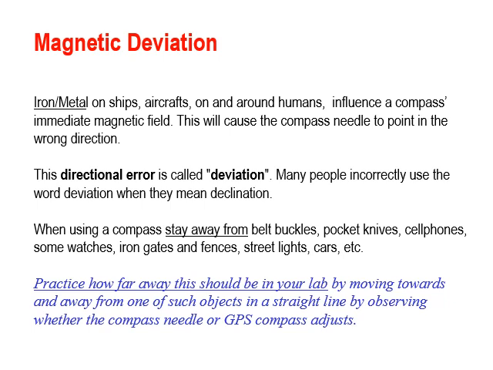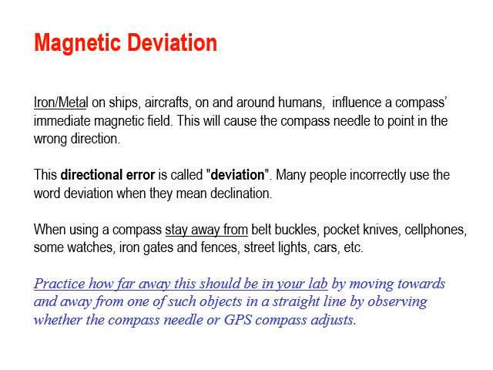So it's a directional error that is either constant, if you have a compass in a metal or iron environment, like the hull of a ship, or it can be temporary, where you move away or towards something that is metal.